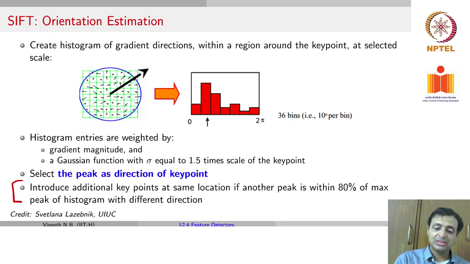The SIFT work also suggests introducing additional key points at the same location if there's another peak in the histogram at 80% of the value of the original peak. If there are other such peaks, you introduce another key point in the same location with a different orientation. So it's possible to have two key points at the same location with different orientations, which gives more robust results.